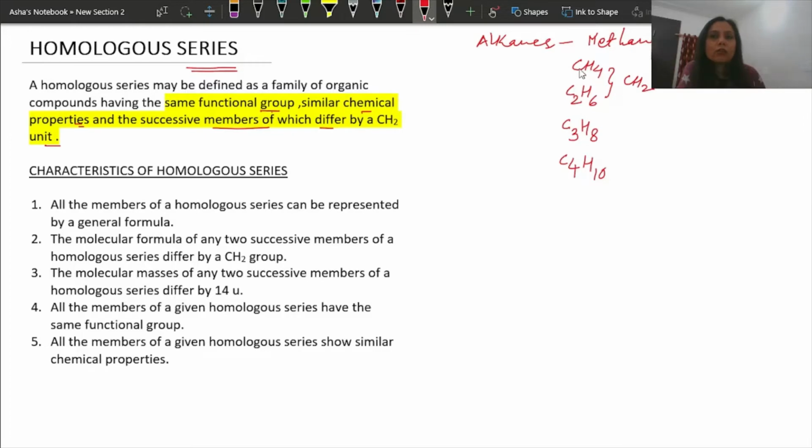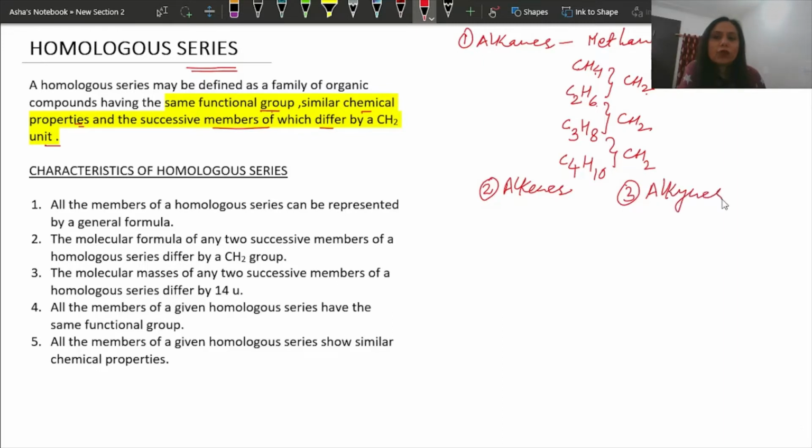It is CH4, then C2, and H goes from 4 plus 2, 6. Now 6 to 8, again there is a gap of CH2. C3H8, C4H10, again there is a gap of CH2. Okay, so it is a series of compounds. So you have seen the homologous series of alkanes. You have also seen the homologous series of alkenes in my previous session, and also of alkynes.